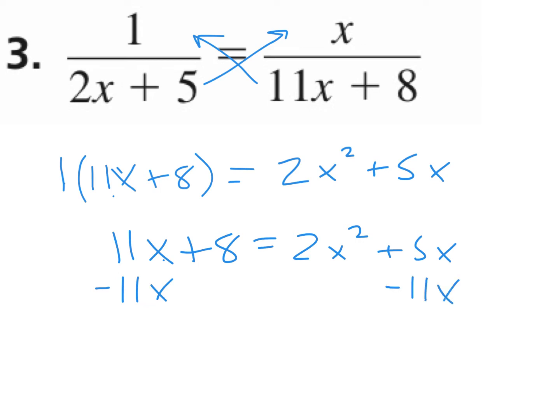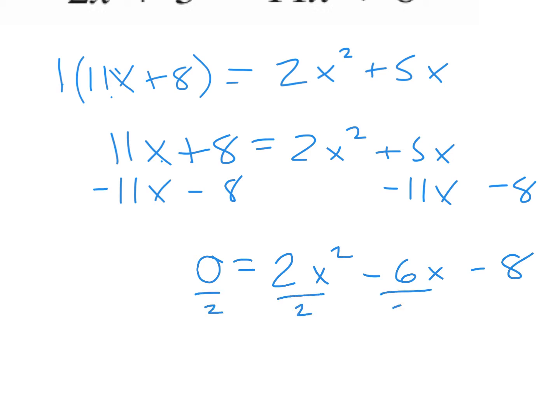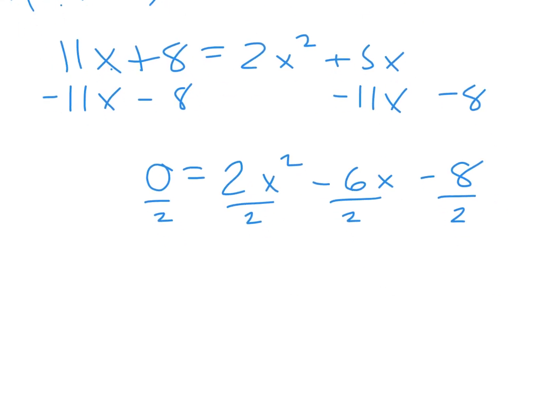Subtract 11x and subtract 8. I like it, 2 steps in 1. So we have 0 on the left side is equal to 2x squared. What's 5x minus 11x? Negative 6x minus 8. We can divide everything by 2 because we don't like to have any coefficients in front of that x squared. So we have 0 is equal to x squared minus 3x minus 4. So negative 4 and positive 1, perfect.